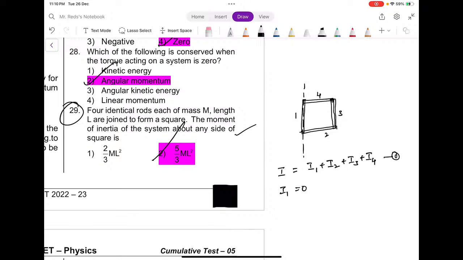This is equation 1, and I2. So this is the second rod and fourth rod. If you observe here, the moment of inertia of the second rod should be equal to that of the fourth rod, because the axis is passing through the ends of these rods, and the axis is perpendicular to the rods. So the moment of inertia of this is equal to ml square by 3, ml square by 3.